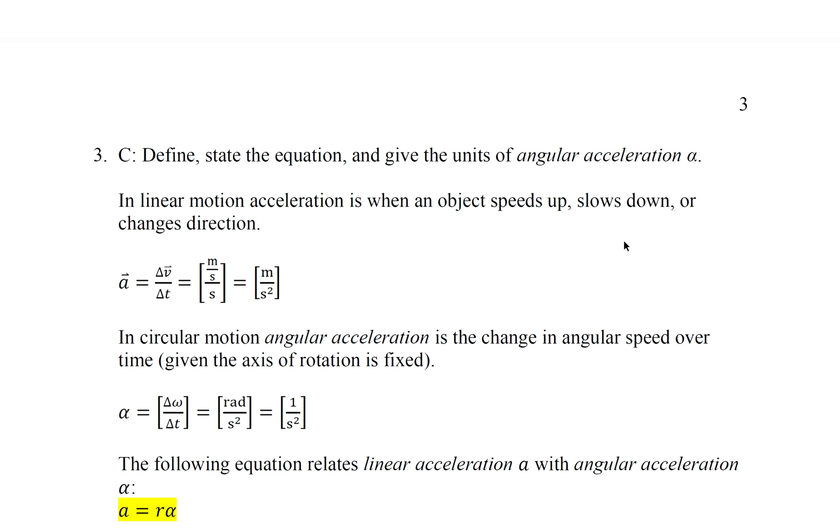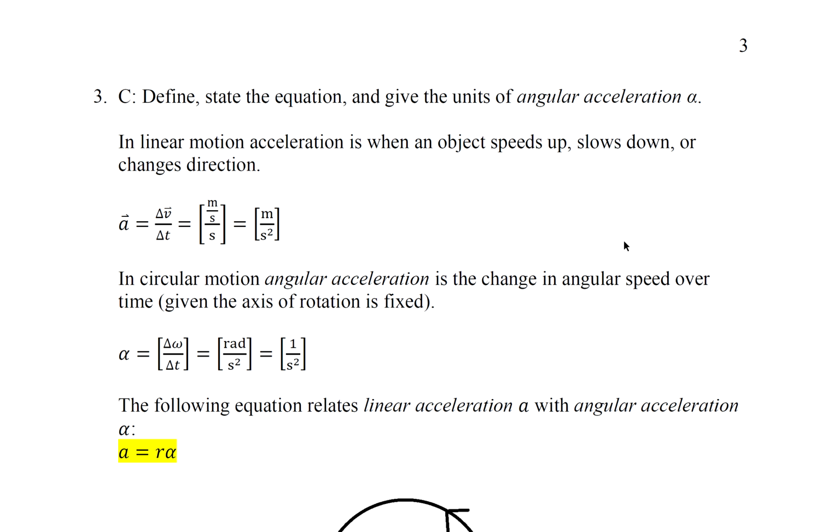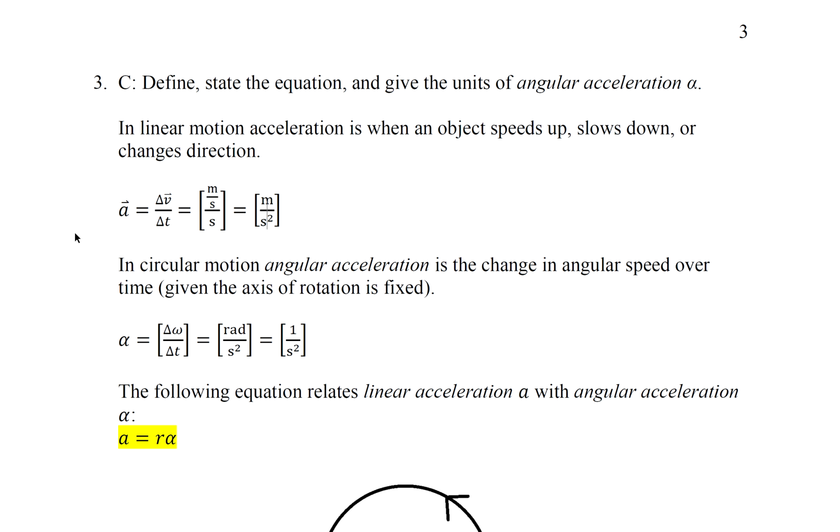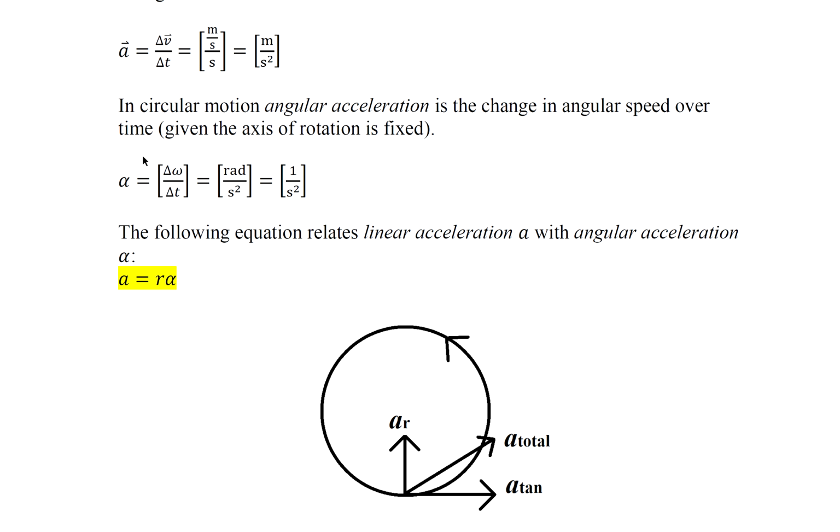Question 3. Define, state the equation, and give the units of angular acceleration alpha. In linear motion, acceleration is when an object speeds up, slows down, or changes direction. a is equal to dv over dt. In circular motion, angular acceleration is a change in angular speed over time. So alpha is angular acceleration, has units of 1 over second squared.